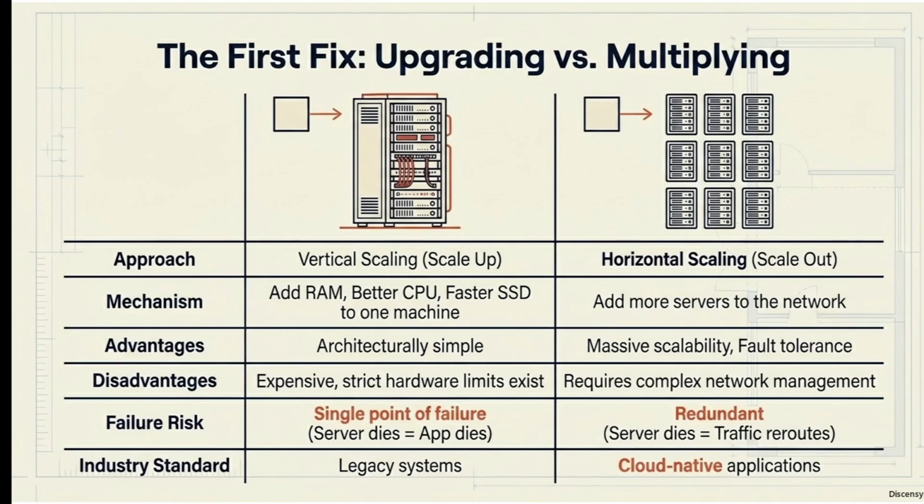And coming to the failure risk or flaws, upgrading has a single point of failure. That is, if the server dies, the application entirely dies. But coming to multiplying, it is redundant. Redundant in the sense of having many copies or duplicates. So with multiple servers, even if a single server dies, traffic reroutes to the next server which is available.